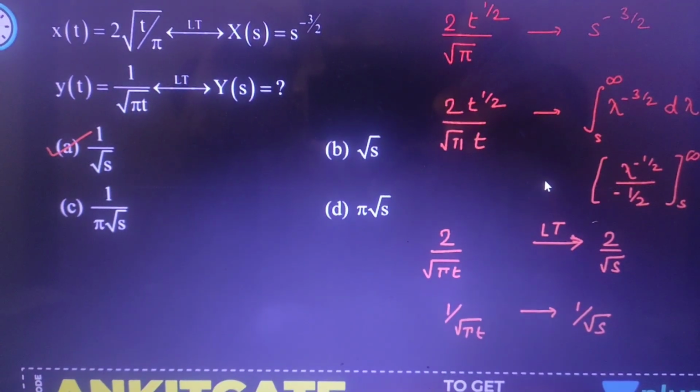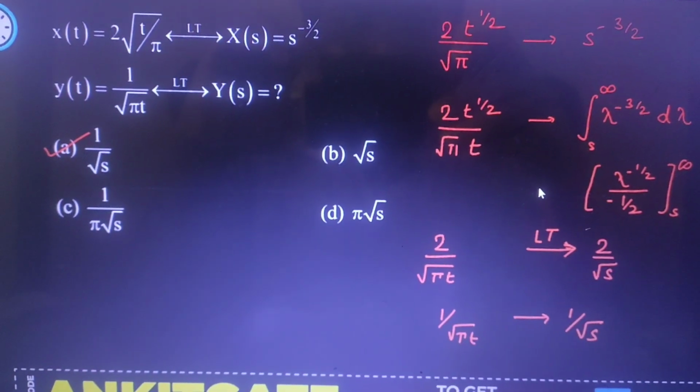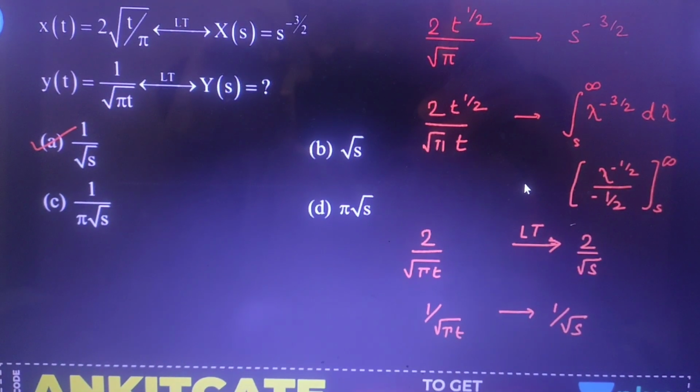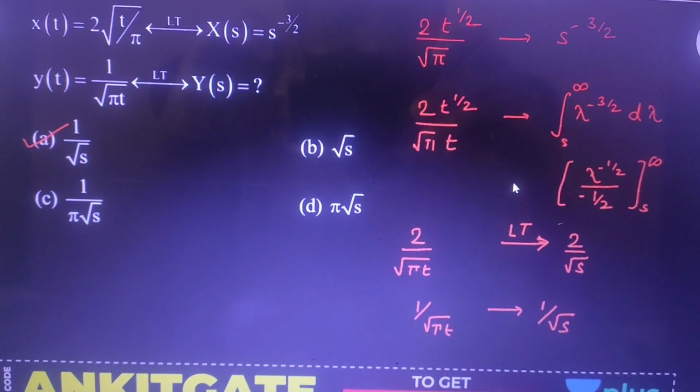Here x of t is given as 2 root t by pi, where X of s is s power minus 3 by 2, where y of t is equal to 1 by under root pi t. Y of s is how much?